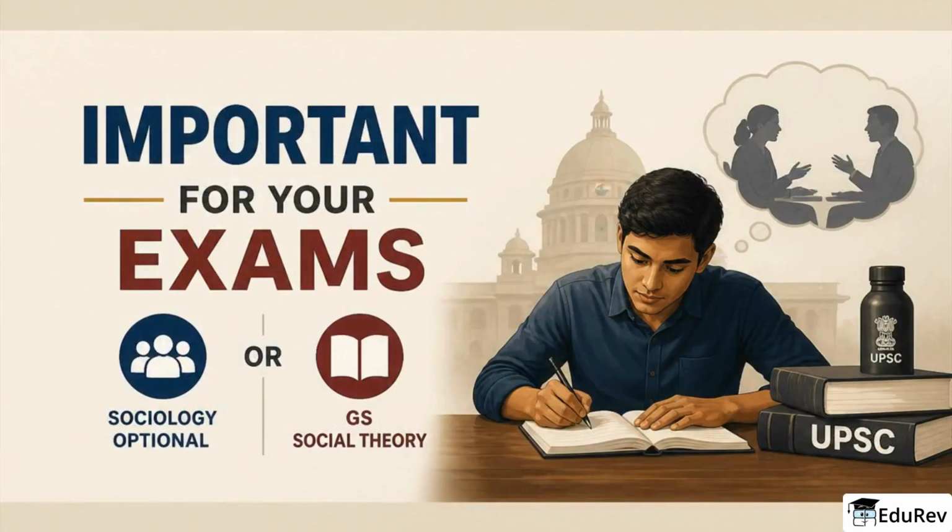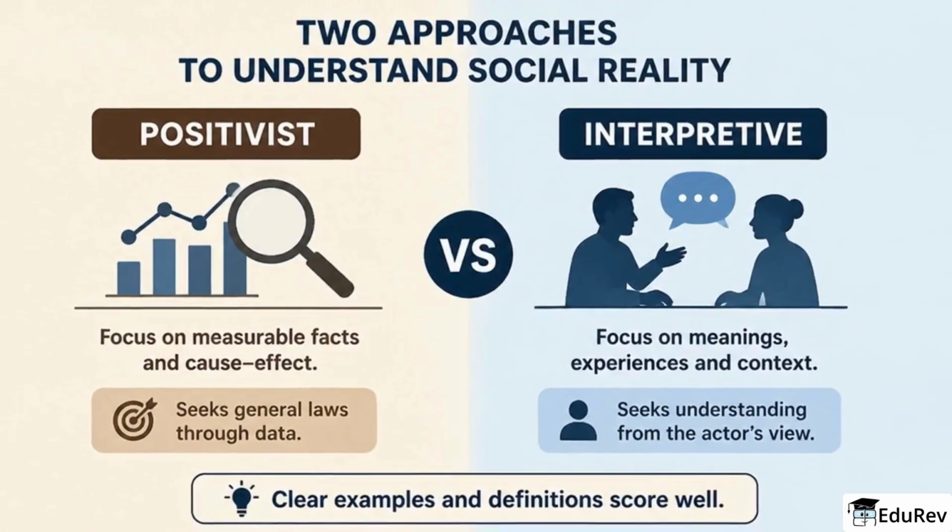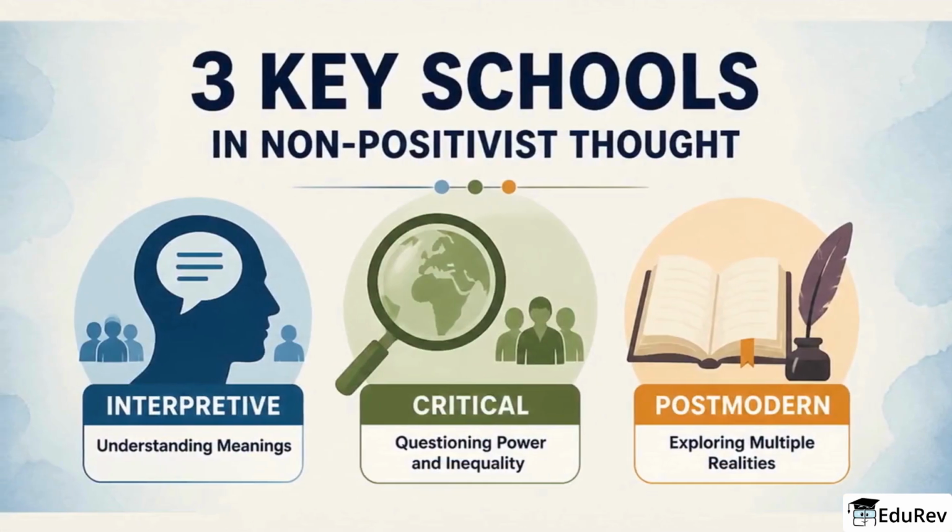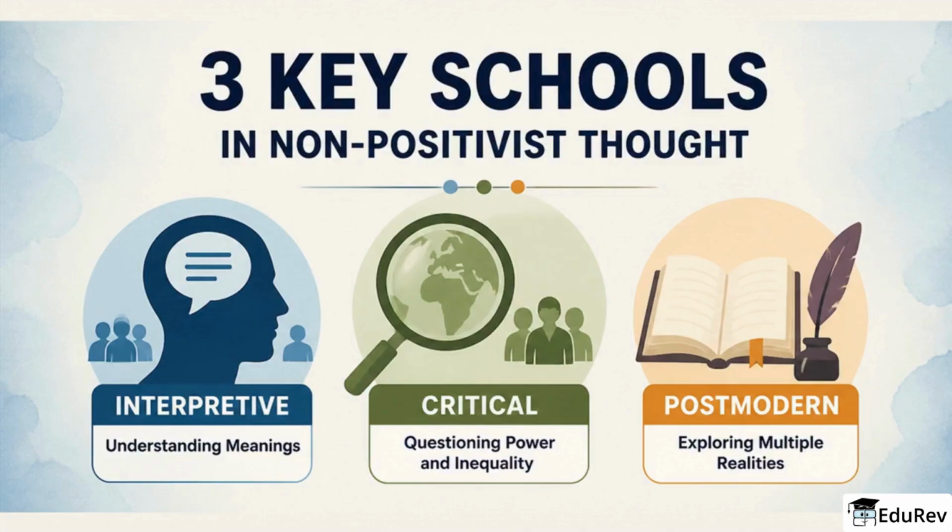This concept is very important for your exams, especially if you take Sociology Optional or answer social theory questions in general studies. Questions often probe the difference between positivist and interpretive approaches, so clear examples and definitions score well. Now let us look at three key schools inside non-positivist thought, each with a different focus and method.